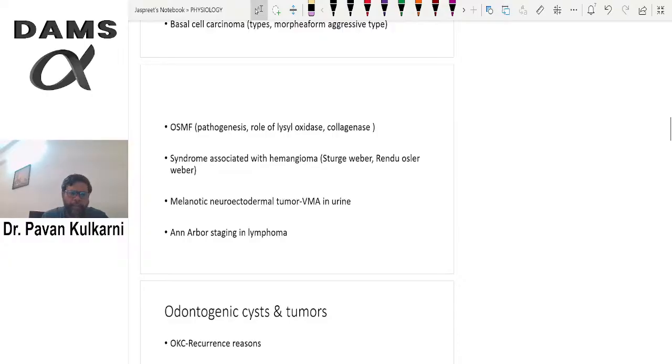And MNTI, melanotic neuroectodermal tumor, is asked. Ann Arbor staging is commonly asked in lymphomas. What is it? Usually, you should know that Ann Arbor staging is for both types of lymphoma, for Hodgkin's also, for non-Hodgkin's also. We are supposed to know the various stages, stage 1, 2, 3, 4 in the Ann Arbor staging. Okay, that is about the benign and malignant tumors.